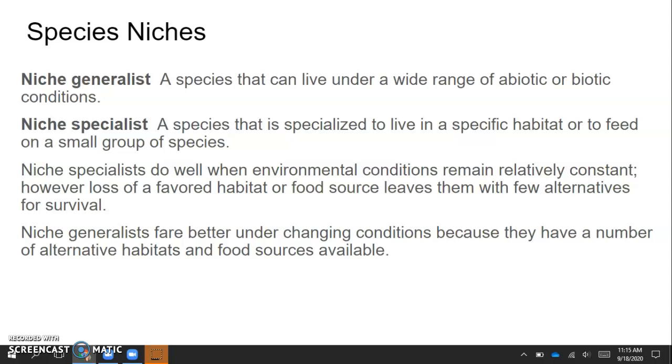A niche specialist is a species that is specialized to live in a specific habitat or to feed on a small group of species. Specialists tend to be more complex, and also they are more susceptible to ecological disturbance, because if one thing in their ecosystem gets messed up, it is very likely that they can be injured or even die. So niche specialists do well when environmental conditions remain constant. However, loss of a favored habitat or food source will leave them with few alternatives for survival. Generalists do tend to fare better under changing conditions because they have a number of alternative habitats and food sources available.